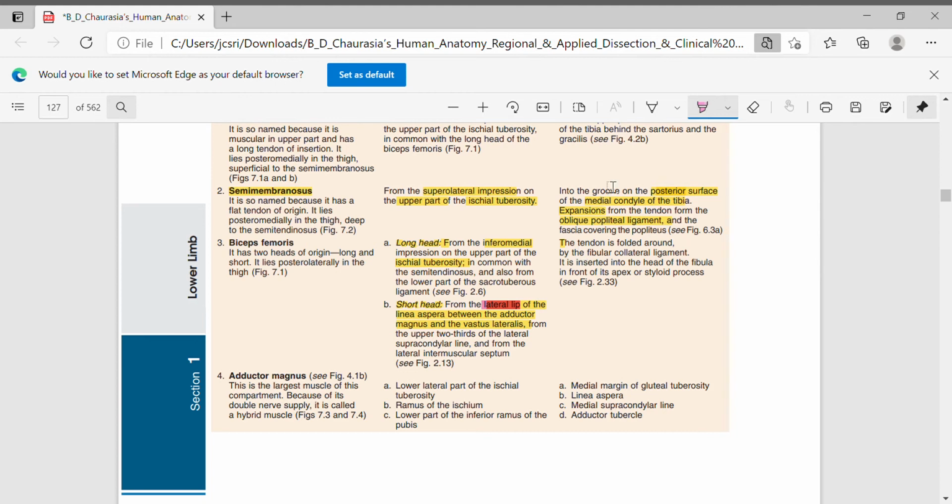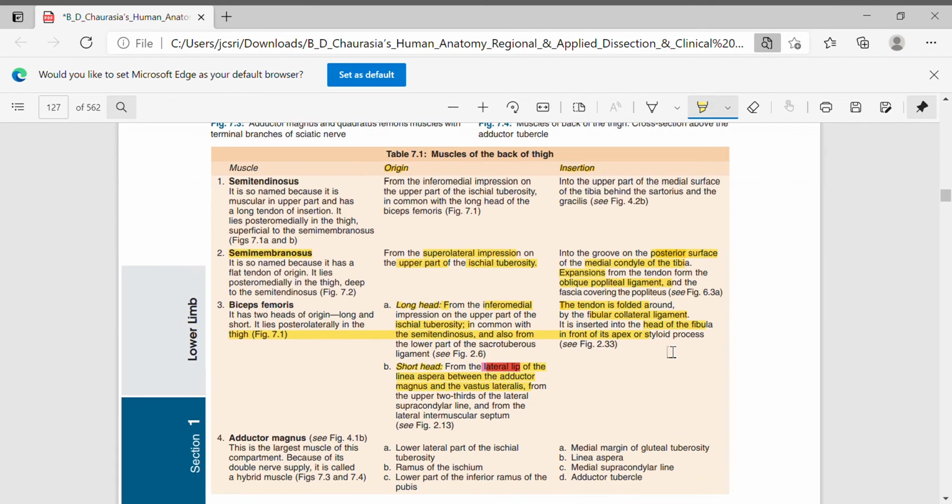Next is the insertion, where it gets inserted. It is inserted into the head of the fibula and the apex or styloid process of it. The tendon is split by the fibular collateral ligament, and it is inserted into the head of the fibula in front of its apex or styloid process. So these two, semimembranosus and biceps femoris, are quite important.